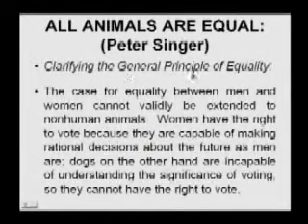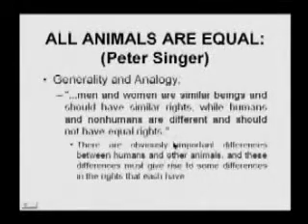So in clarifying the general principle of equality, there is the statement: the case for equality between men and women cannot validly be extended to non-human animals. Women have the right to vote because they are capable of making rational decisions about the future as men are. Dogs, on the other hand, are incapable of understanding the significance of voting, so they cannot have the right to vote. The generality and analogy argument extends from this.